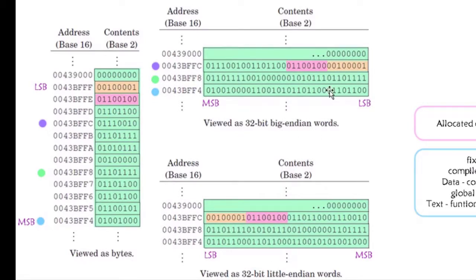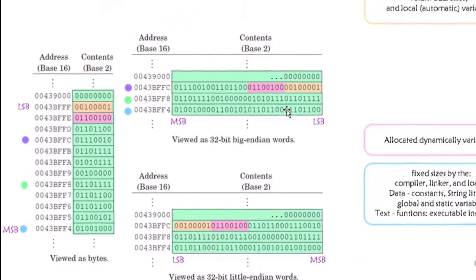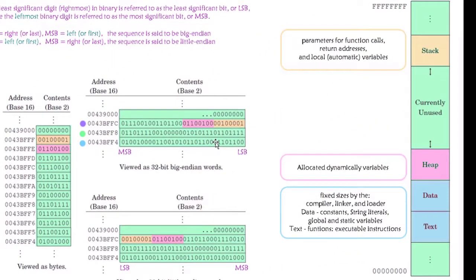Some processors such as ARM can be configured as either little Endian or big Endian. The Linux operating system, by default, configures the ARM processor to run in little Endian mode. The memory layout for a typical program is shown like this, okay? It's shown like this.